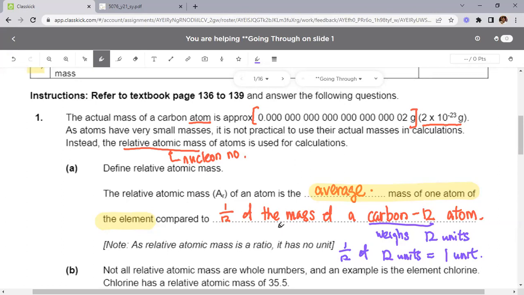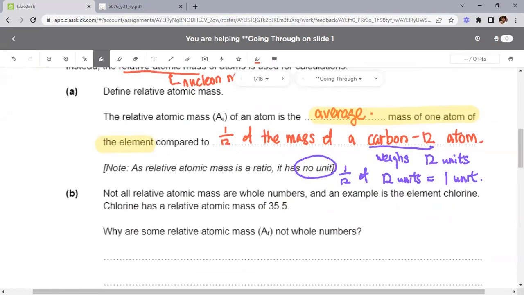So do take note, because relative atomic mass is a comparison, it's a ratio, whenever we talk about relative atomic mass, it actually has no units. Now, of course, this is just a definition. How exactly to use it? What does it exactly mean? I'm going to show you one implication here.